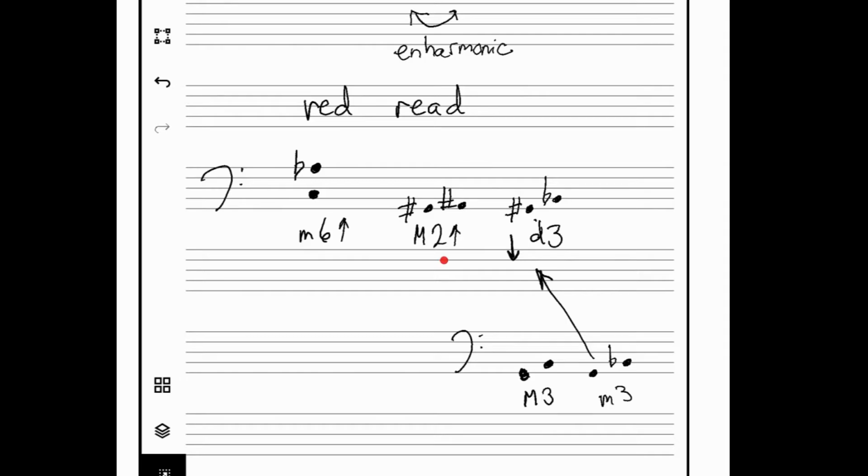It's true that a major second and a diminished third sound enharmonic to each other, but they have different functions or different uses in music theory. Okay, let's practice a couple more here before I have to erase the page.